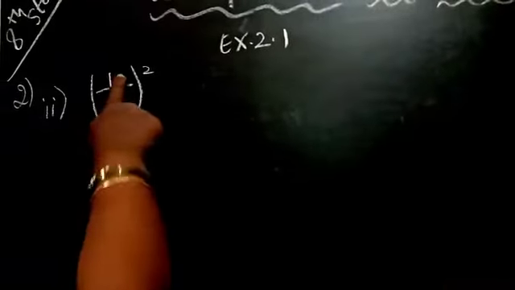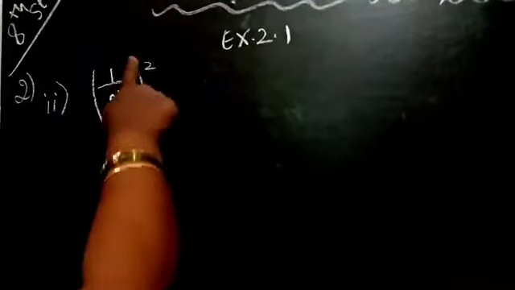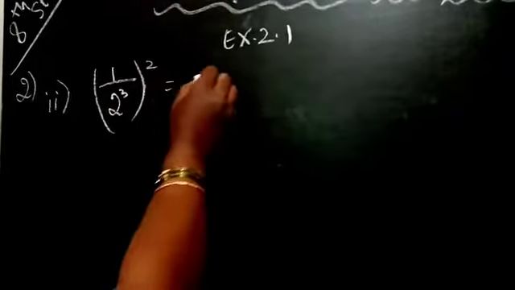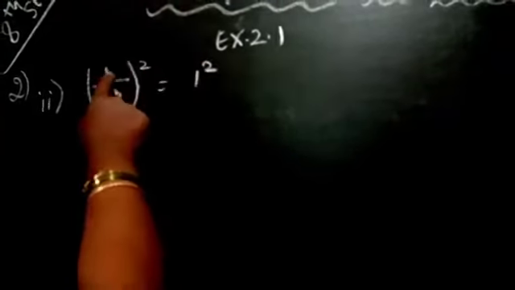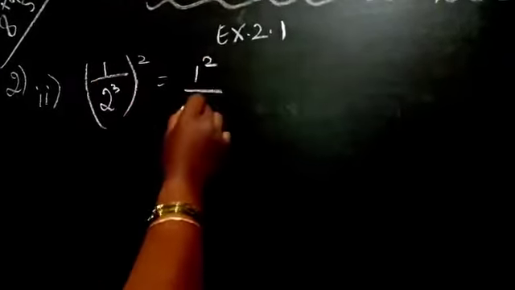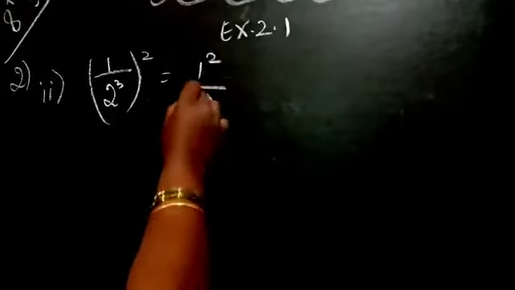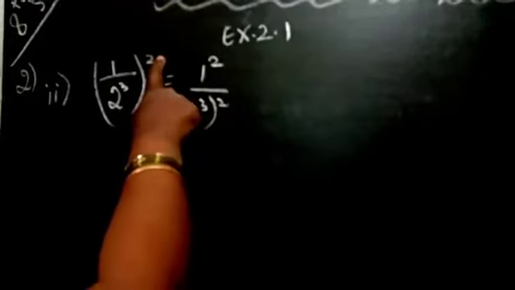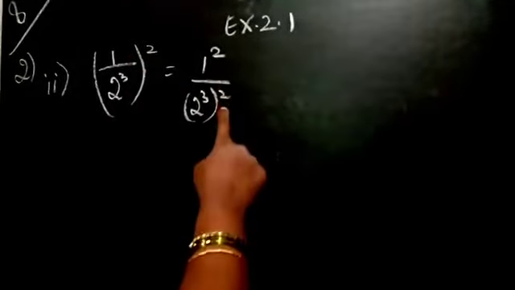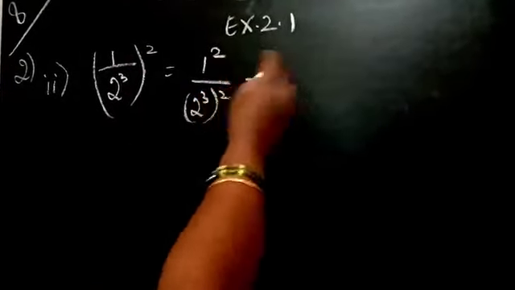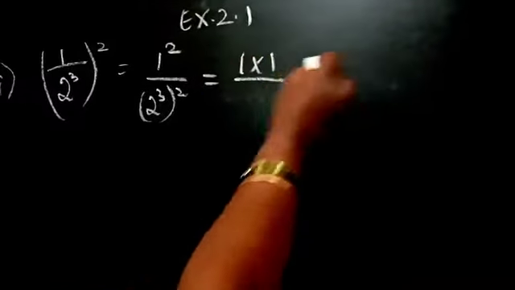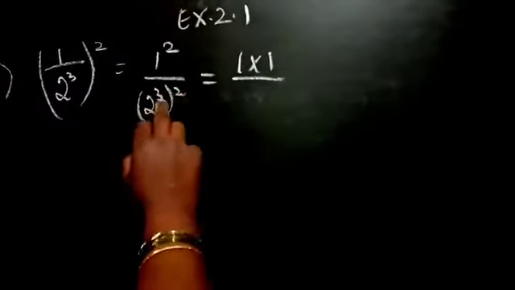Second question: 1 divided by 2 to the power of 3, the whole squared, is given. So we can write 1 square divided by 2 power 3, the whole square. This square is common for the numerator and denominator. 1 square means 1 into 1, which is 1 only. Then 2 to the power of 3.